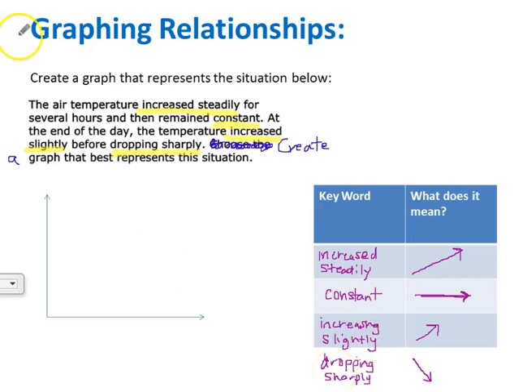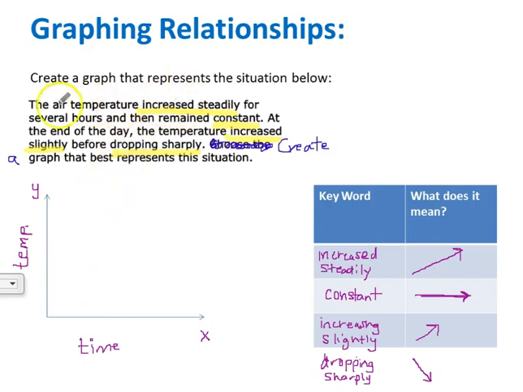So we are graphing the temperature compared to time. And time always goes on our x-axis, by the way. Whenever we've got any type of time, that always goes on our x-axis. Remember, our x-axis is our horizontal axis, and our y-axis is our vertical axis. So let's graph this situation.